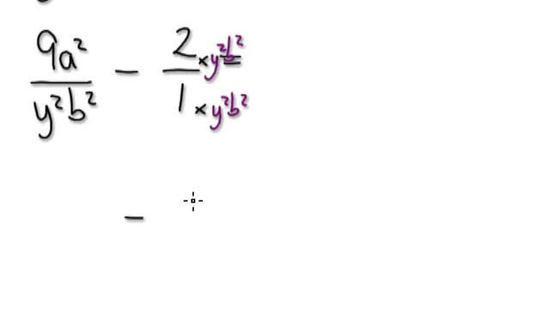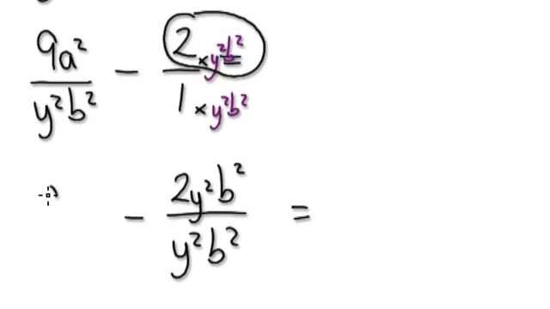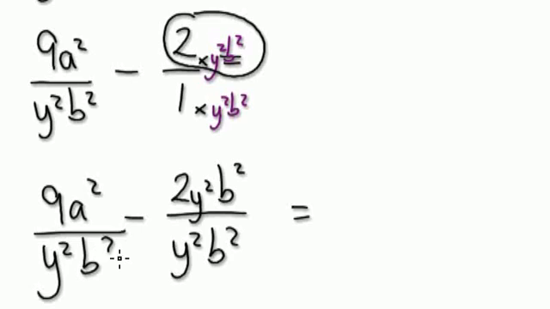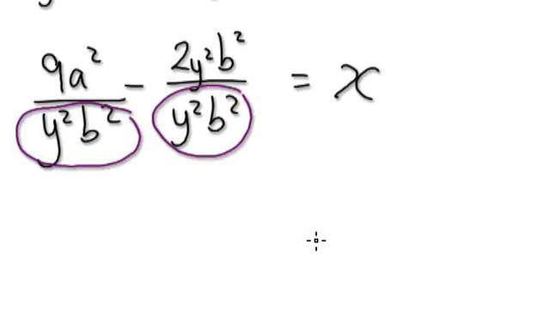So this fraction here would be 2 times y squared b squared, which is 2y squared b squared. The bottom will be y squared b squared. This one remains the same, so it would be 9a squared over y squared b squared. So now the two denominators are the same. Can you see that? This one here and this one here. Now that the two denominators are the same, we can merge.